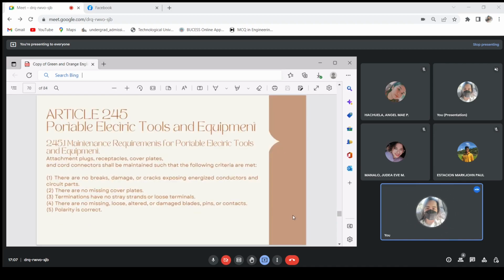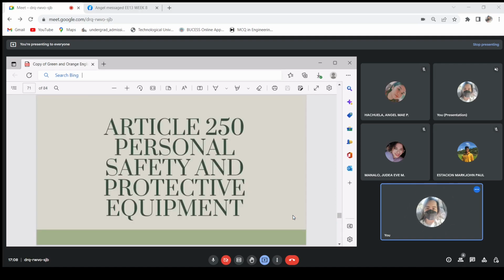So Article 245, maintenance requirement for portable electric tools. So basahin ko na lang. Attachment plugs, receptacle, cover plates, and cord connector shall be maintained such that the following criteria are met. There are no breaks, damage, or cracks exposing energized conductors and circuit parts. There are no missing cover plates. Termination have no stray strand or loose terminals. There are no missing, loose, altered, or damaged blades, pins, and contacts. Polarity is correct.